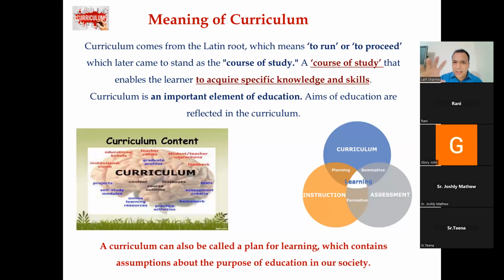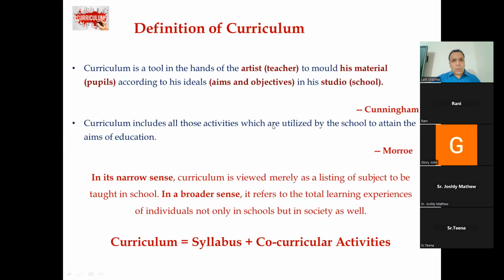Under this paper, we will learn about the curriculum, need and importance of the curriculum, and curriculum construction designed at the national level and state level. These all things we will discuss with the help of a PPT and directly from the notes, right? There is one most important definition of curriculum which was given by Cunningham. If you can remember, guys, please do remember and write it in the paper. Naturally, you will get very good marks.